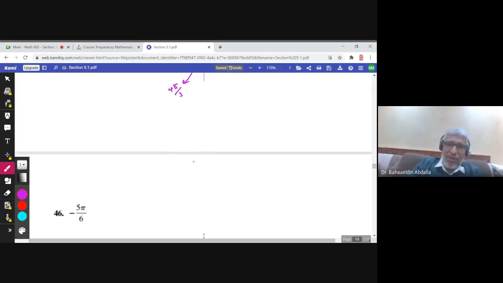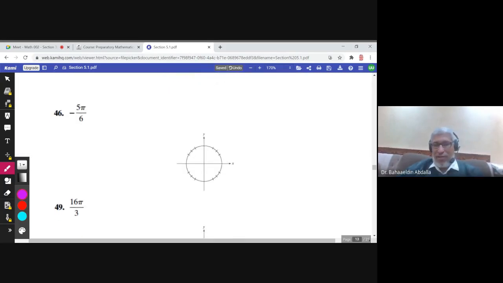Negative 5 pi over 6. I go in the negative direction. If you go in the negative direction, this is negative 6 pi over 6. So negative 5 is before it. So the angle starts from this initial side, and this is the terminal side, and this is the angle negative 5 pi over 6.